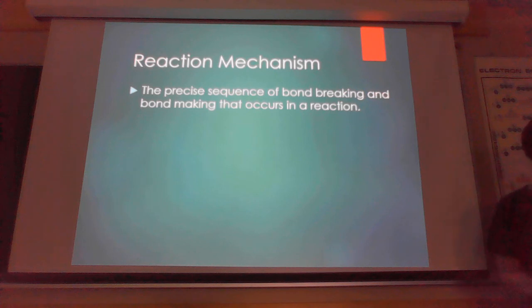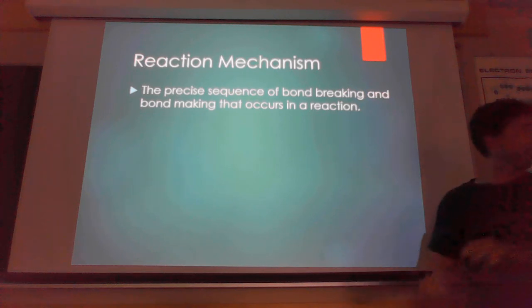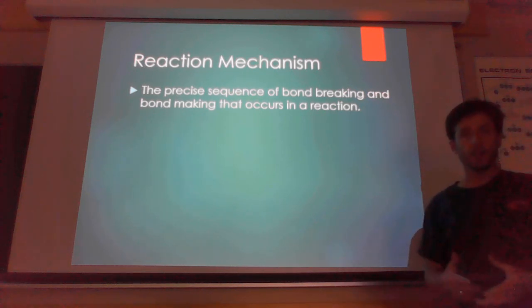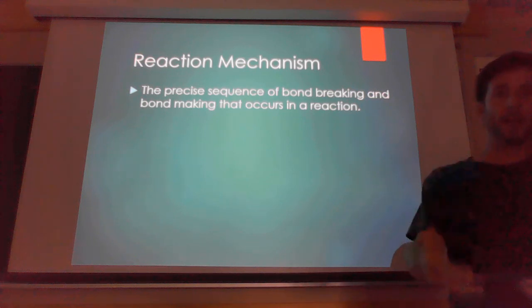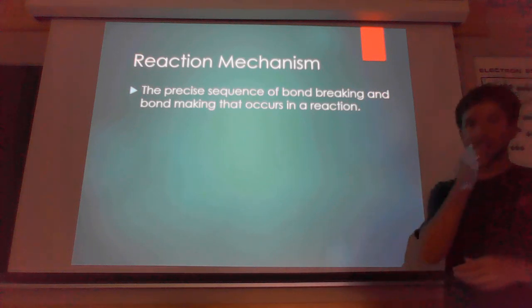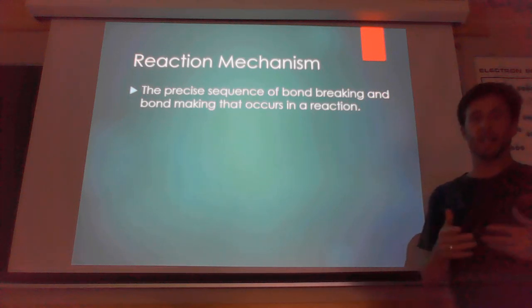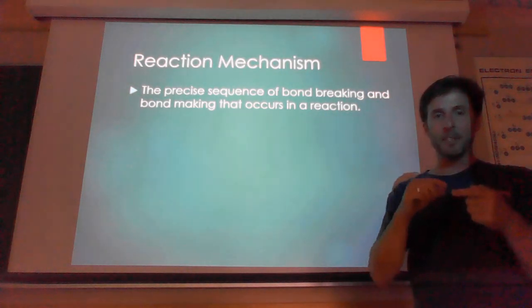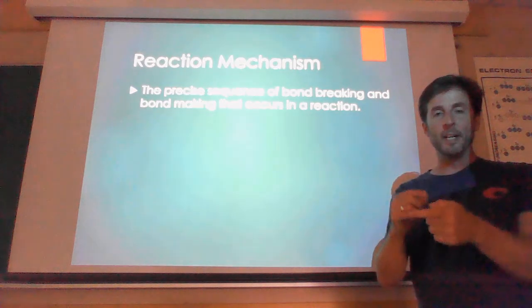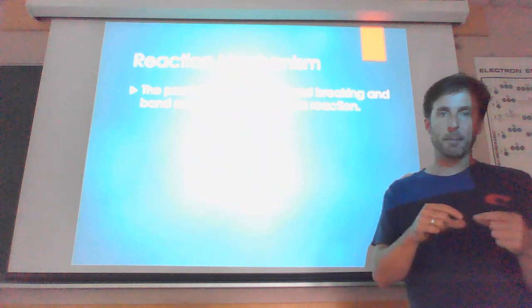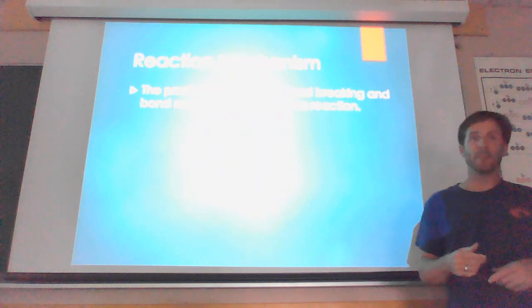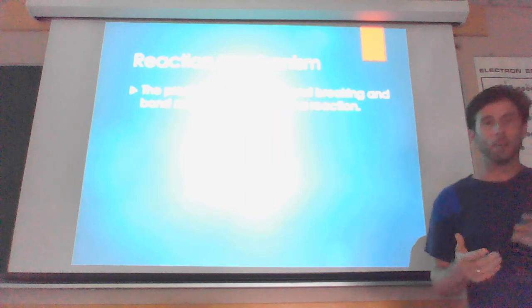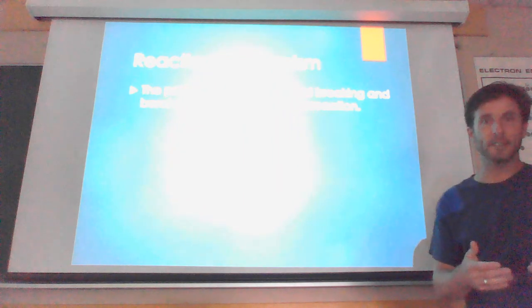So the precise sequence of bond breaking and bond making that occurs in a reaction is called the reaction mechanism. Essentially what that means is if we want to understand how a reaction occurs, if it happens in multiple steps, we need to figure out what's going on in each step.